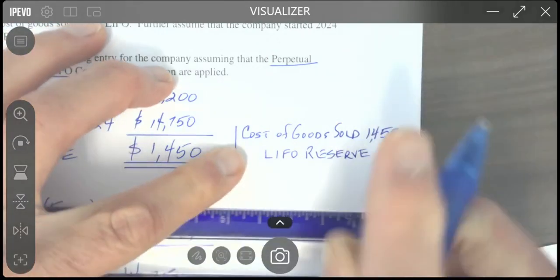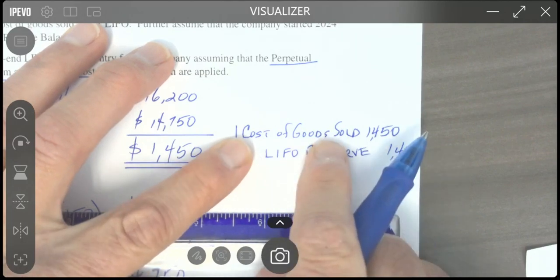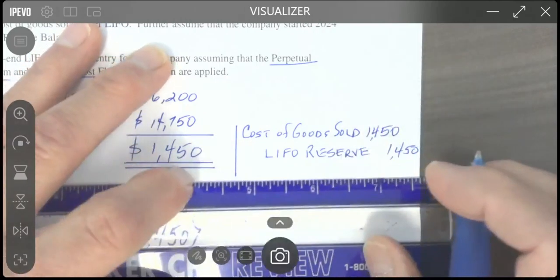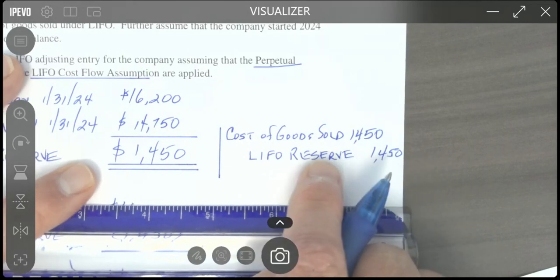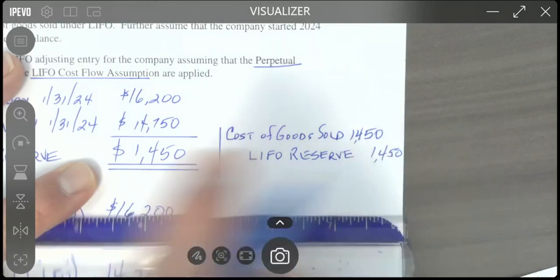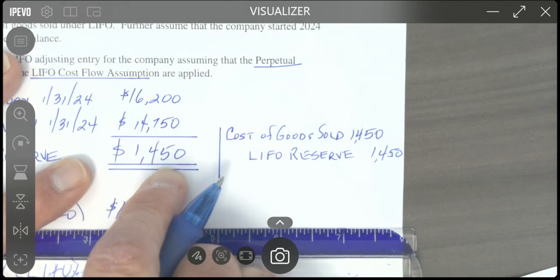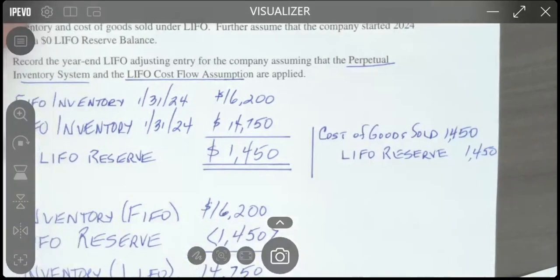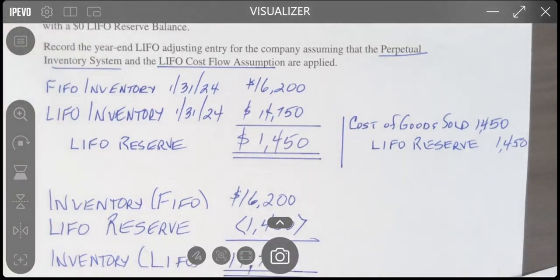Okay, so the LIFO reserve, put your notes in there, is a contra asset, and cost of goods sold is, of course, a plus expense. And now this establishes the LIFO reserve balance, a contra inventory account. If there was already a balance in there, we would have recorded the amount to get it to 1,450 from wherever it was. And that's the LIFO reserve. I find that simpler than it sounds when you read about it. I hope you do too.